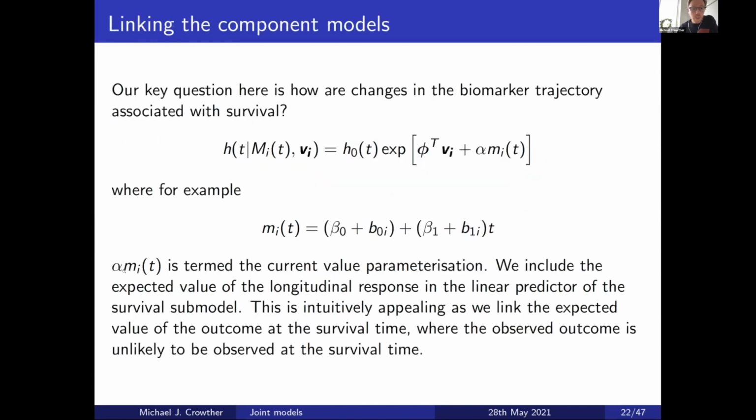So alpha times my trajectory function tends to be termed the current value parameterization. We include the expected value of the longitudinal response in the linear predictor of my survival model. This tends to be quite intuitively appealing, since we're relating my hazard function at time t, at time of death, at a particular future time point. We clearly won't observe the biomarker at that same point t, but we link the expected value, the estimated value, which is estimated using all the repeated measures over time to project that unobserved true value.